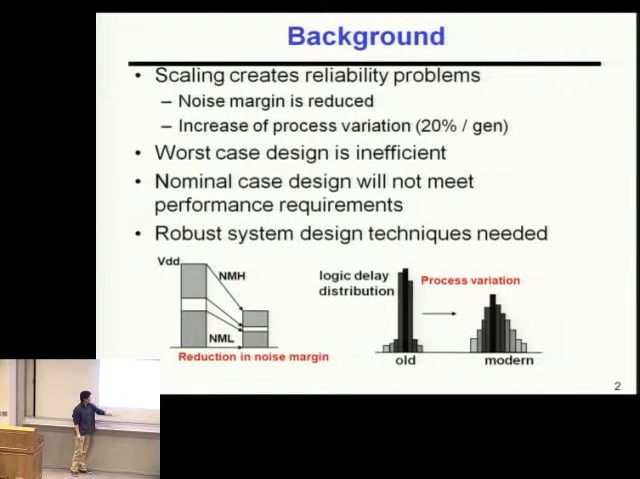Previously, we were able to design for the worst case, but in modern technology, that would be a very inefficient design. And also because of this long delay tail, designing for the nominal case would result in a very inefficient design. This is where robust system design techniques come in that will enable us to design at the nominal corner while still meeting the performance requirements.